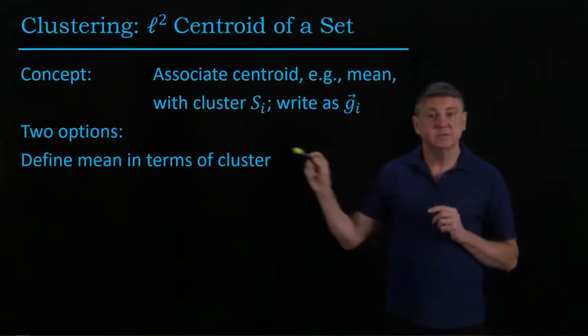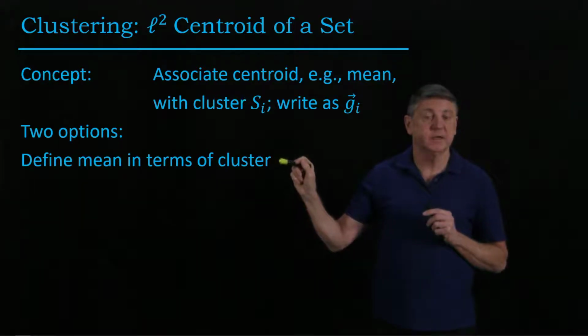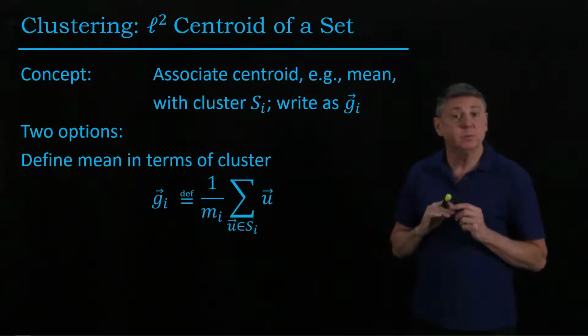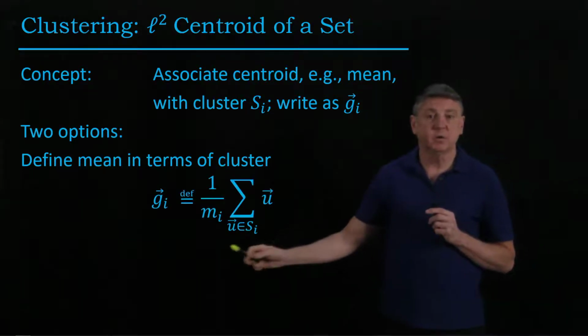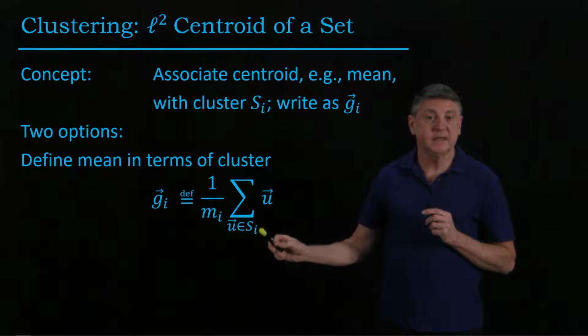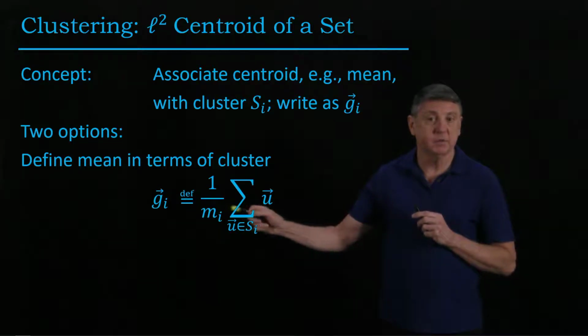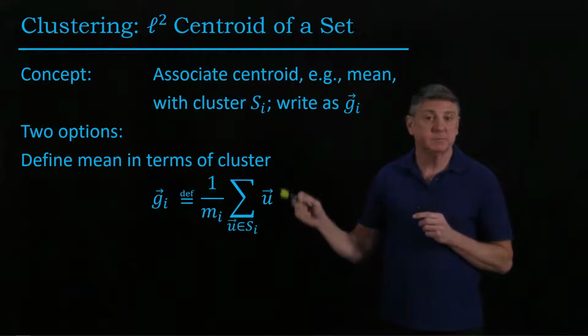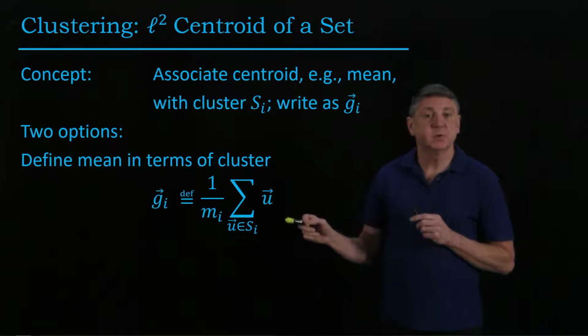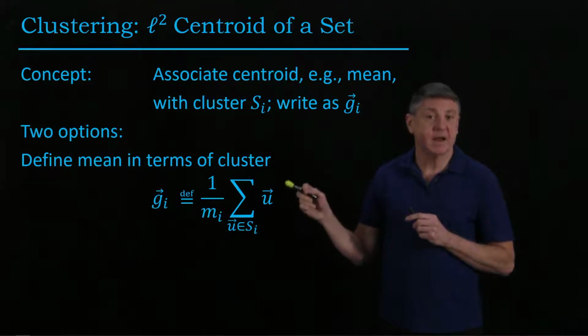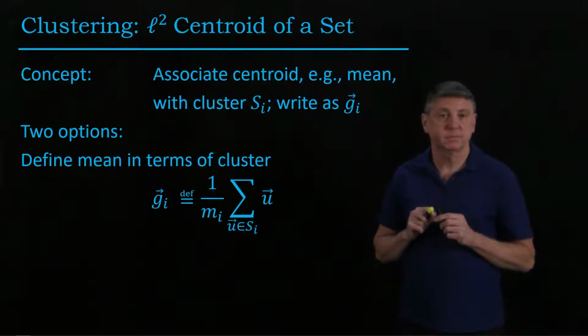One is we can define this mean or centroid in terms of the cluster, and that would be a computation. We would take all of the vectors that are indicated as having that index, and we would add them up and then divide by the number, and that would be the arithmetic mean. So this centroid would give us an idea of an average vector that's in the cluster.